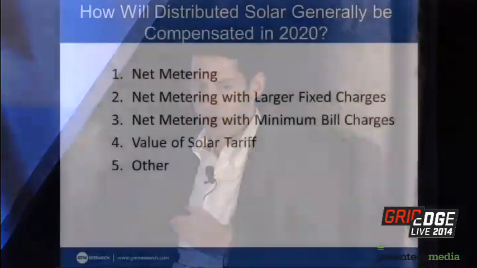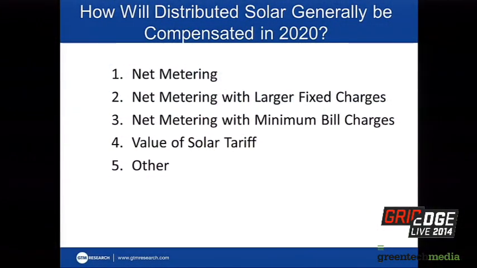So starting with utility solar business models. Remember, don't vote until I tell you. You don't need to have your finger hovering over the voting machine yet. The first question: how will distributed solar generally be compensated in 2020? So putting context around that, that's 6 years away. It's not that far. Generally is obviously a generalization.